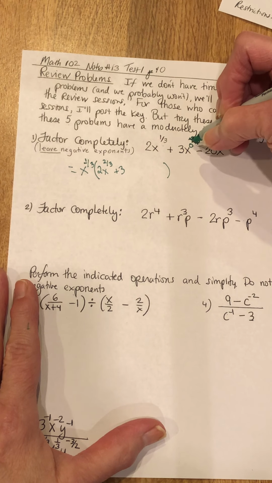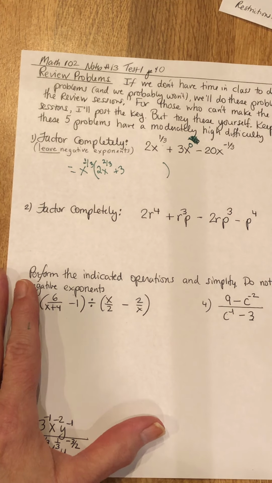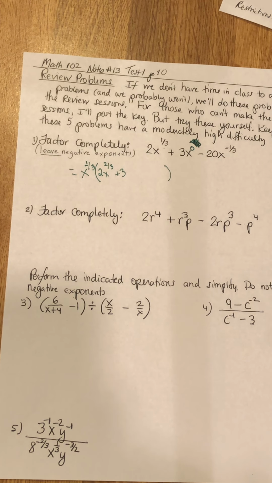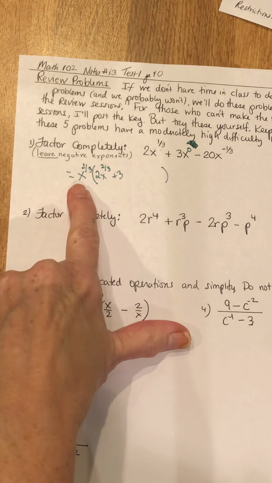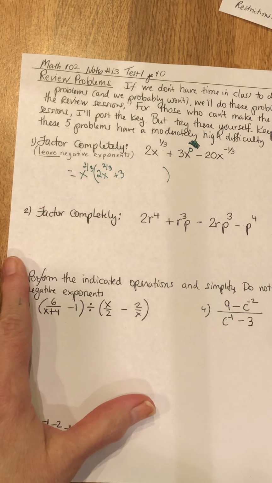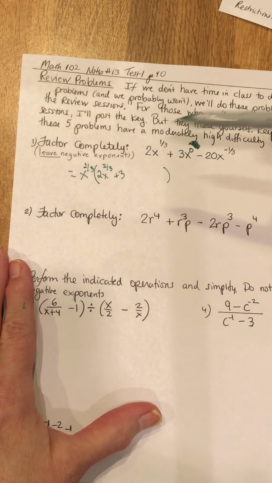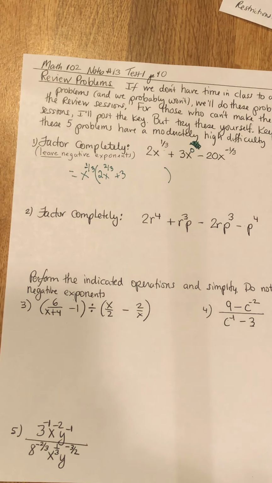Change the exponent on this x to x to the 0. Just leave it that way. Now I started it for you. We're going to factor this completely, leave negative exponents. GCF is x to the negative 1/3. Okay, so finish it from here. So turn the video off, see if you can finish it. Then turn the video back on and check your answer.